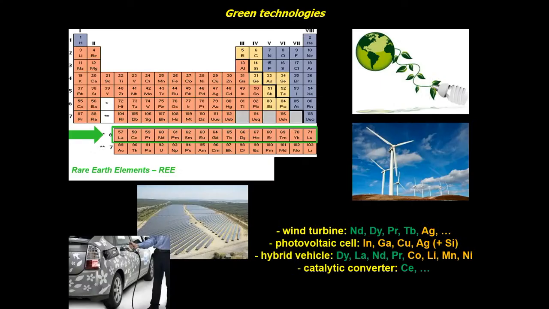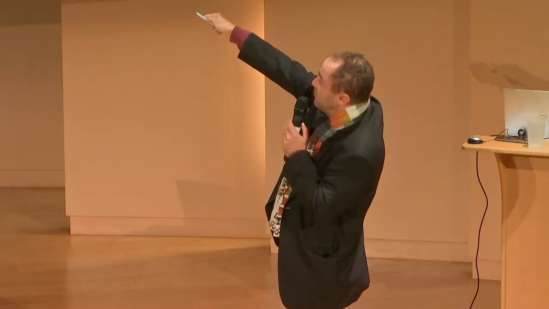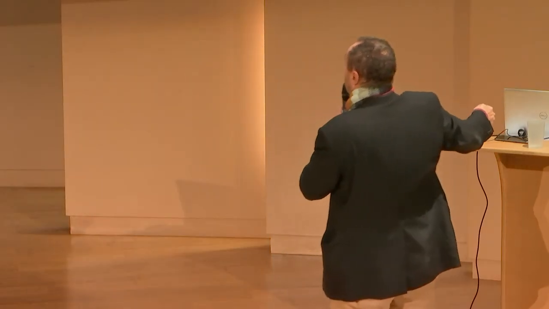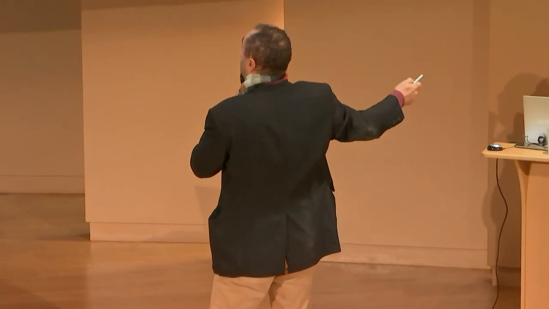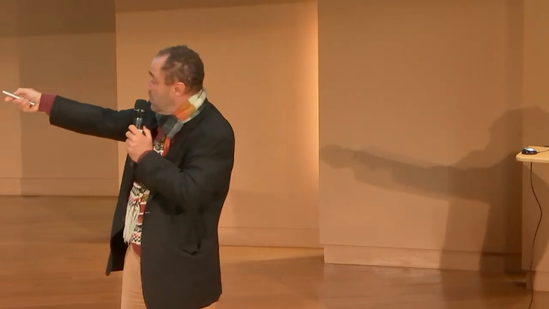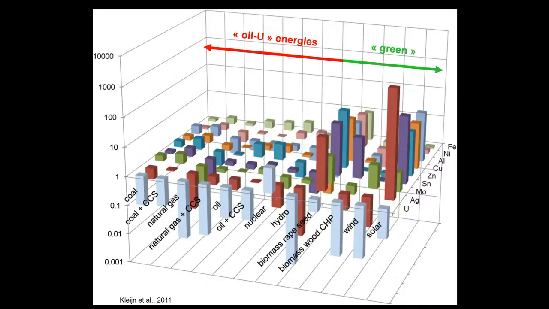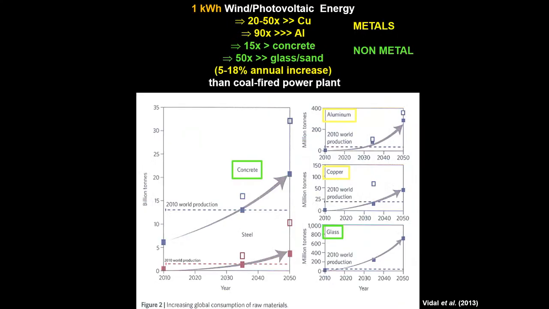This is also the case for green technologies, with a lot of metals and non-metal materials such as this one. Once again, for wind turbines, a lot of rare earth elements, especially neodymium and dysprosium, Nd and Dy. This has been well known for at least one decade: green technology needs a lot more metals than oil and uranium energy, but of course green technologies consume less oil and uranium. This is well known and has been published for one decade now.